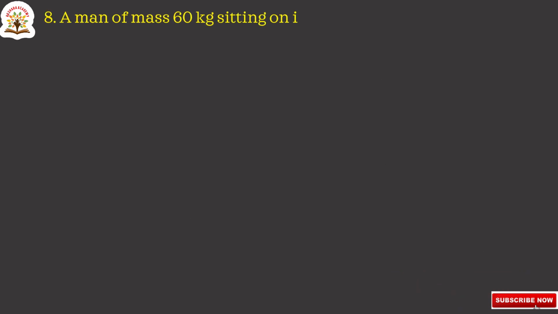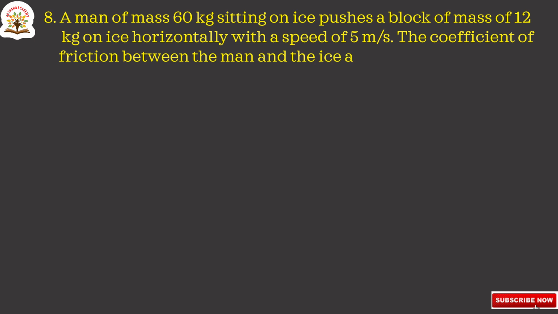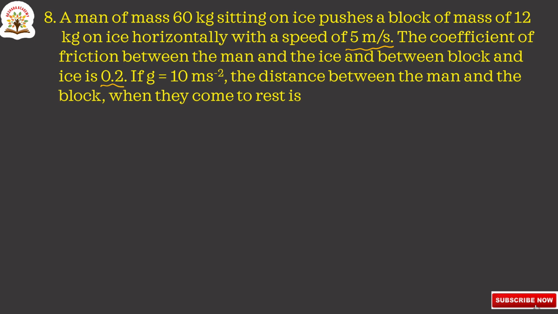A man of mass 60 kilogram sitting on ice pushes a block of mass 12 kilogram on ice horizontally with a speed of 5 meters per second. The coefficient of friction between the man and the ice and between the block and the ice is 0.2. If g is equal to 10 meter per second square, find the distance between the man and the block when they come to rest. Here we have to calculate the distance between the man and the block. Now let us go to the solution.